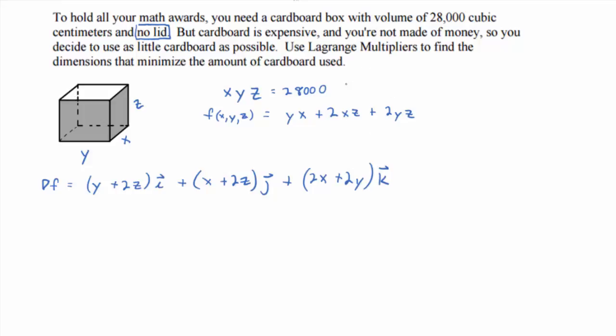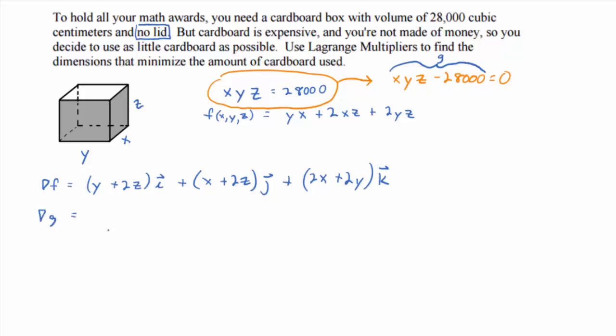And then the thing we call g is, technically you have to set this equal to 0 to get it. So it'd be x times y times z minus 28,000 equals 0. So technically this would be g of x, y, z. But if you didn't set it equal to 0, you'd still get the right answer because minus 28,000 is a constant. Anyway, let's do del g. Del g would be just y times z for the first component, the derivative with respect to x. The derivative with respect to y for the second component would be x times z, so plus xz j. Then the derivative with respect to z for the third component would be x times y, so plus xy k.